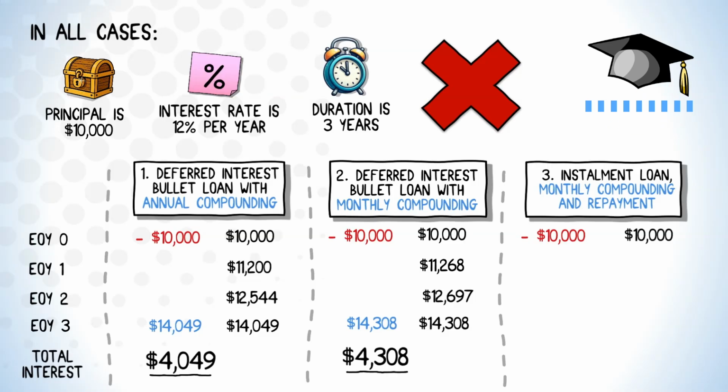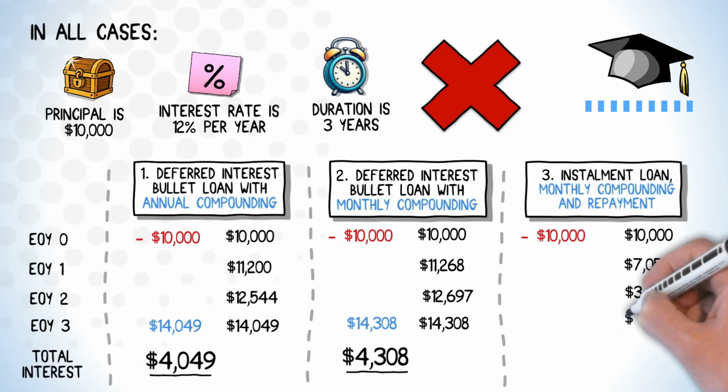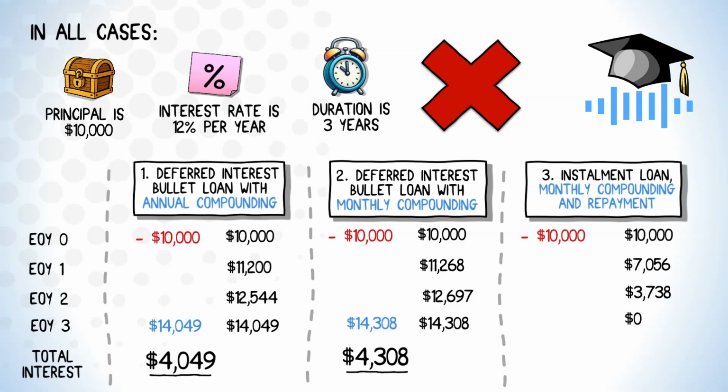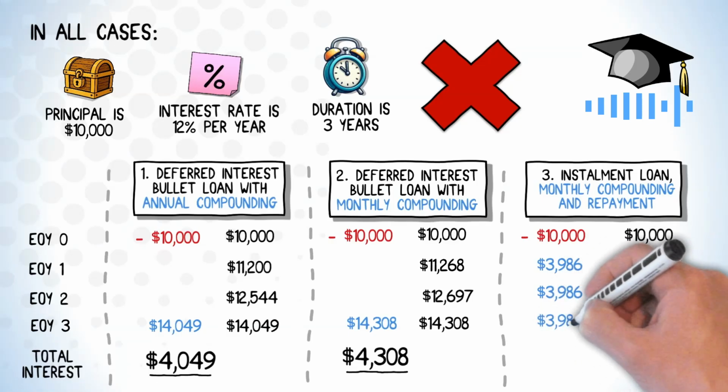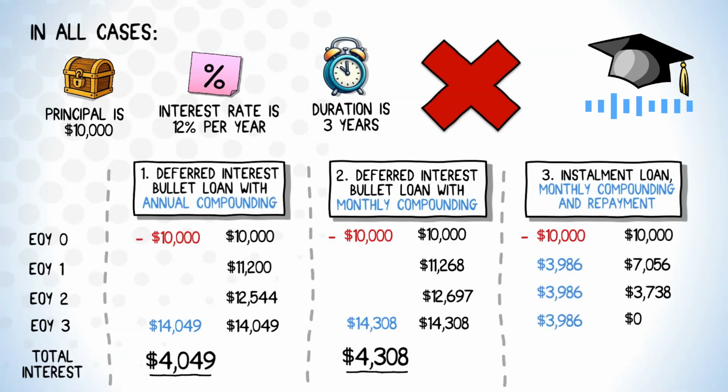The third example works differently, however. Here the loan is repaid in monthly installments, with monthly compounding determined by the equated monthly installment method. We apply the interest rate and the equated monthly installment each month to determine the monthly balance. The figures for EOY 1, EOY 2 and EOY 3 show how the balance at the end of each year is reduced over time to 0. The total annual repayments are the same in each year, in this case $3,986, made up of 12 monthly repayments of $332. I'm rounding to the nearest dollar.